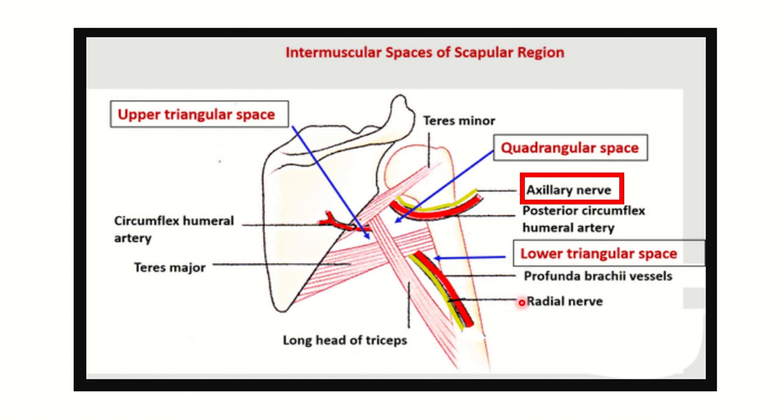So the upper quadrangular and lower triangular spaces both contain two structures. In the upper part, the axillary nerve and posterior circumflex humeral artery, and in the lower triangular space, the profunda brachii vessels and radial nerve. And we can see this is the upper triangular space. Usually it is not so important for the MRCS exam, but we can see the circumflex humeral artery present here.